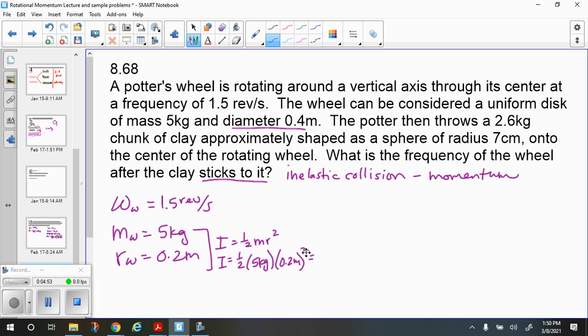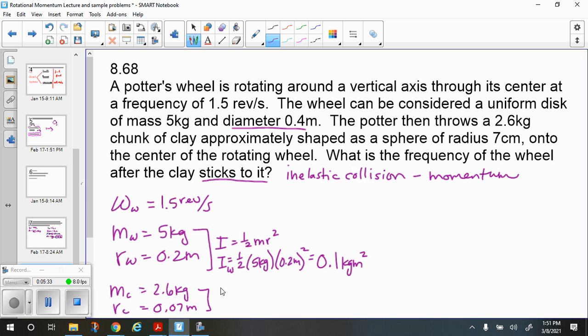a number that I amazingly don't have written down. Okay, so that gives us 0.1. I could have done that in my head if I looked at those numbers. 0.1 kilogram meters squared. So that's the moment of inertia of the wheel. And then we have the mass of the clay is equal to 2.6 kilograms. And the radius of the ball of clay is equal to 0.07 meters.